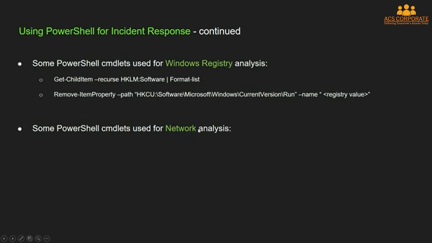For the network, you have three good commands. Get-NetTCPConnection will show you the current TCP connections in the system, and Get-NetUDPEndpoint will show you the current UDP connections on the live machine. And the last one, Get-NetIPAddress, will give you IP information on this machine from PowerShell itself.